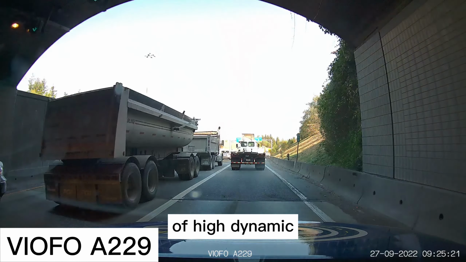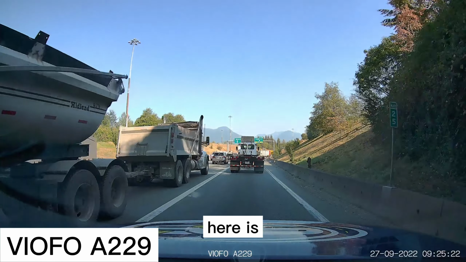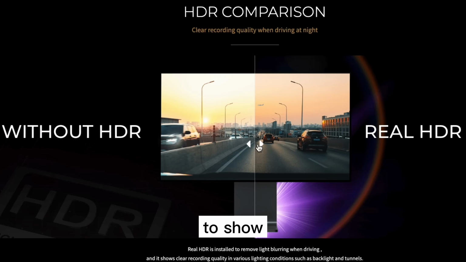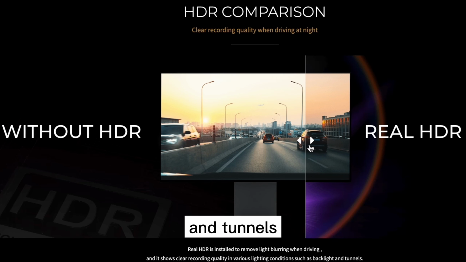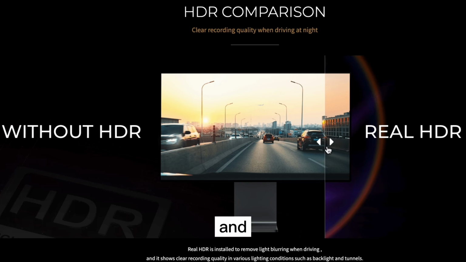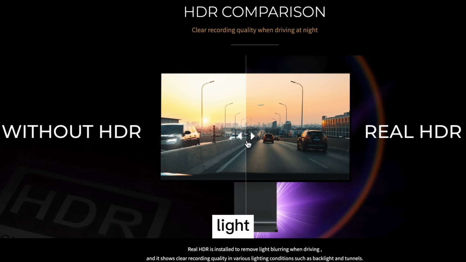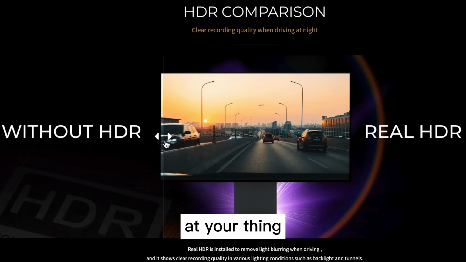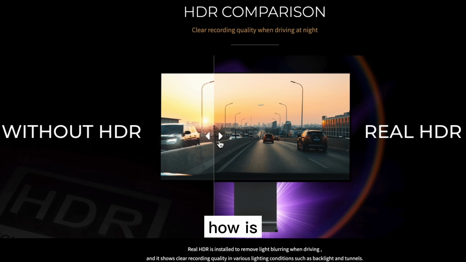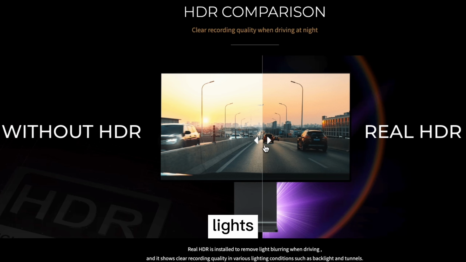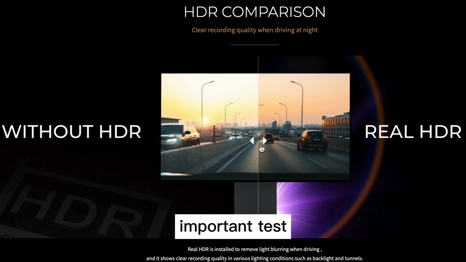The whole point of high dynamic range, like we already said here, is to remove light blurring when driving, and we want it to show clear recording quality in various lighting conditions such as backlight and tunnels. So if you are driving and you go from bright light to turning, and let's say you're no longer having the sun shining at your dash camera, how is your dash camera adjusting to all those various different lights? So this is an important test.